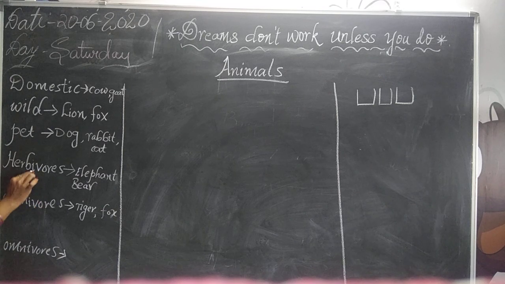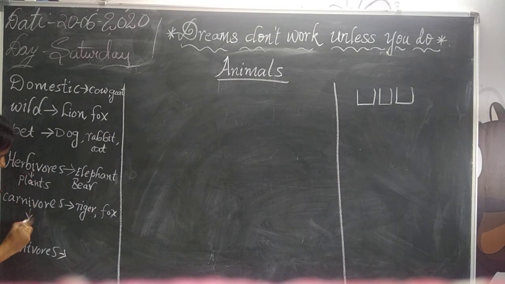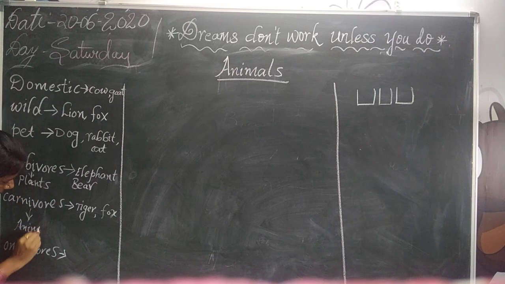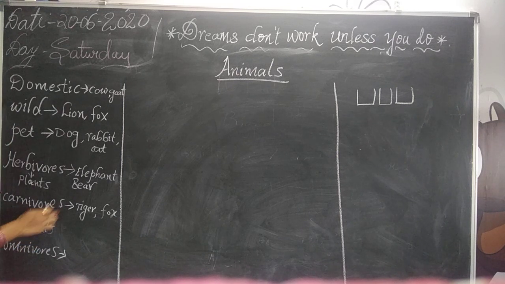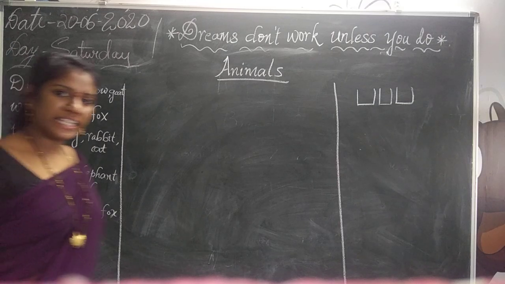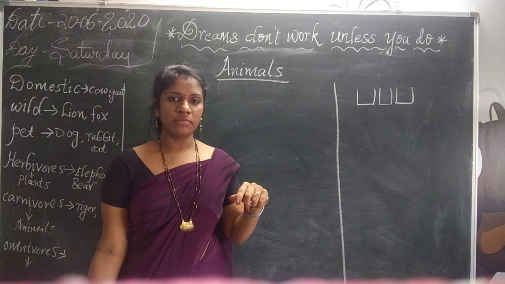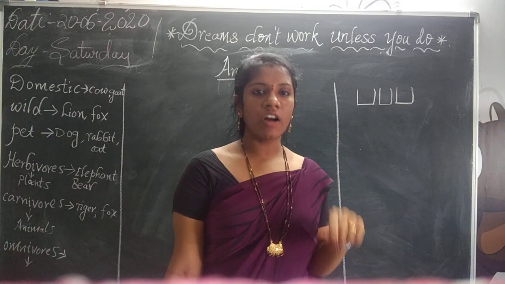Herbivores means they eat only plants. And carnivores means they eat only animals. Carnivores, they don't eat plants. They eat only animals. And next, omnivores. Omnivores means they can eat both plants and animals. That type of animals we can call omnivores.